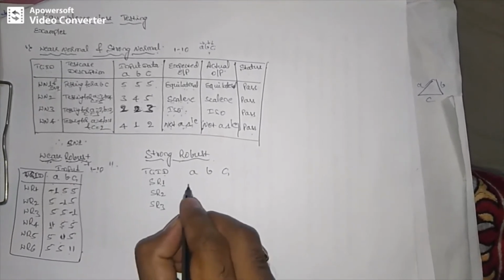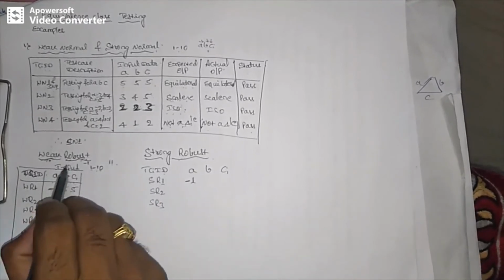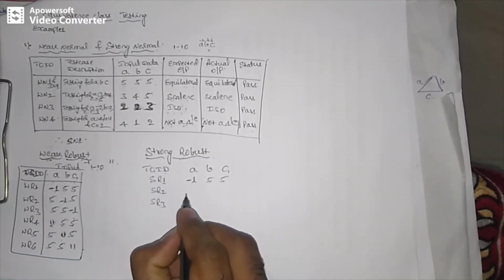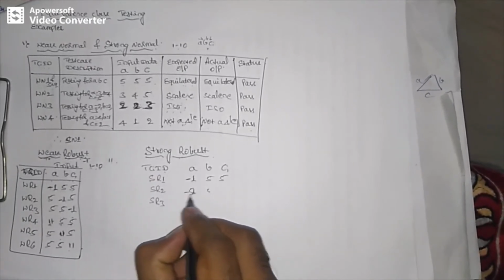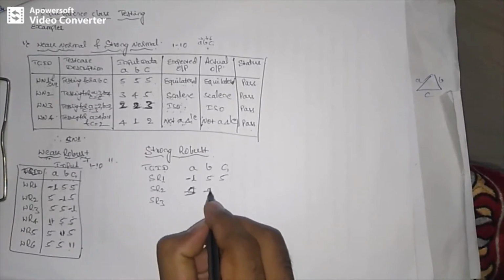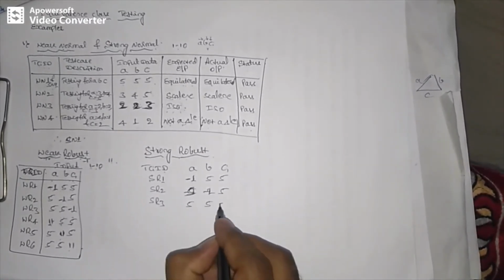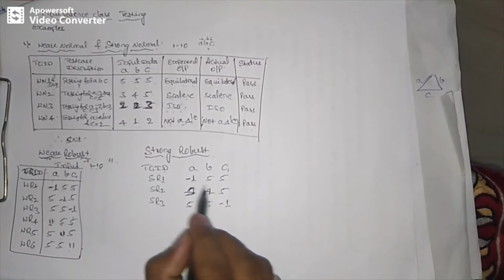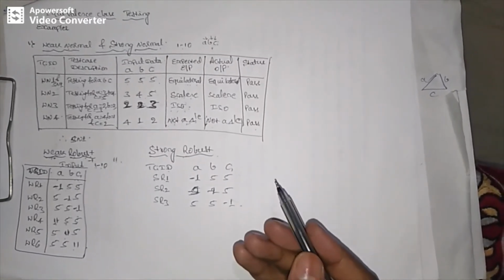Just I will write the single fault assumption. You know the single fault assumption we have written in the weak robust, that is -1, 5, 5. Then 5, -1, 5, and the third test case will be 5, 5, -1. So now you can see here the single fault assumption is over. Then I need to move to the multiple fault assumption.